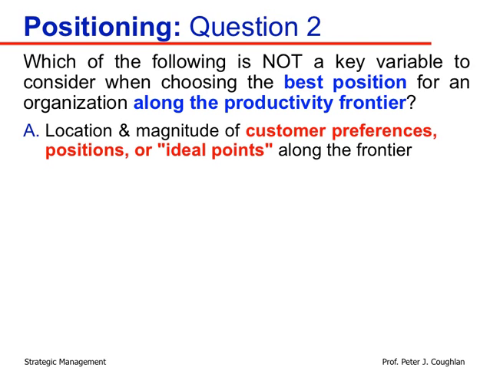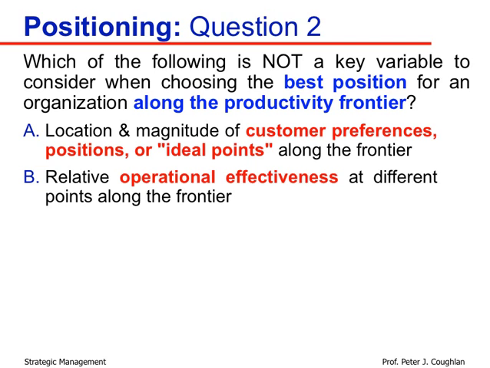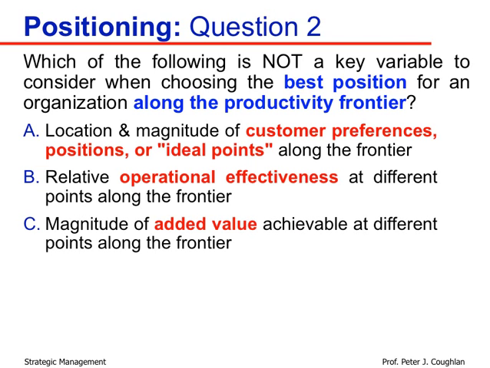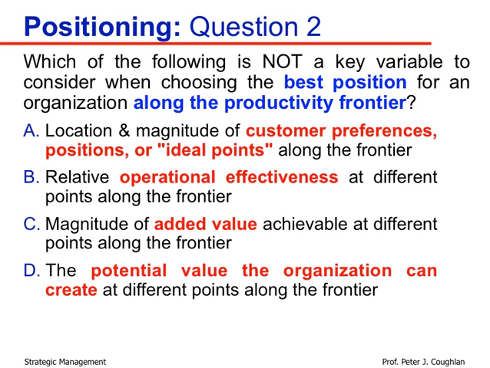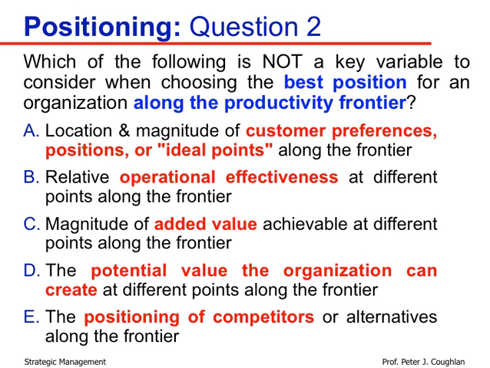Is it A, location and magnitude of customer preferences, positions, or ideal points along the frontier? The relative operational effectiveness at different points along the frontier? The magnitude of added value achievable at different points along the frontier? The potential value the organization can achieve at different points along the frontier? Or is it E, the positioning of competitors or alternatives along the frontier? Right. And again, we're finding the one that is not a key variable to consider when choosing the best position for an organization along the productivity frontier.